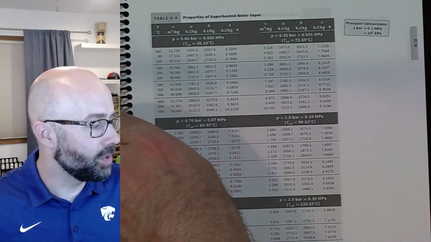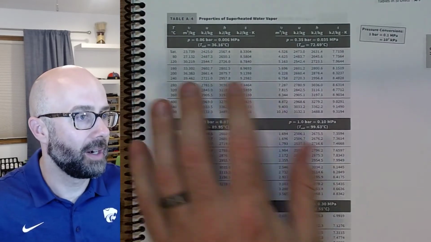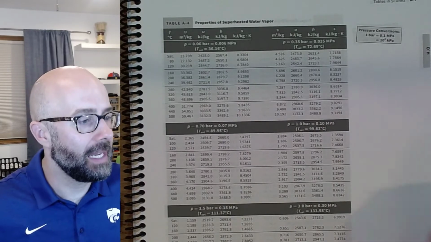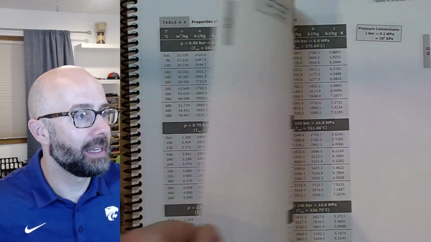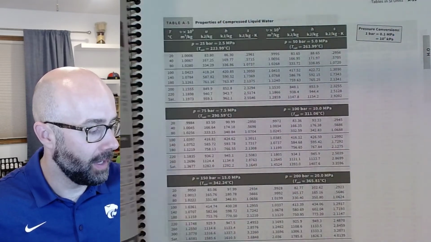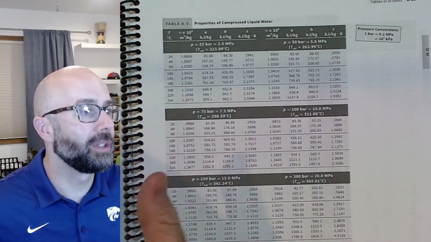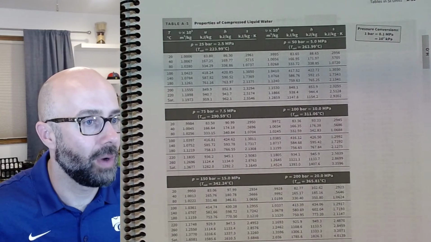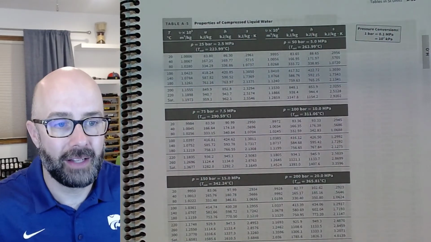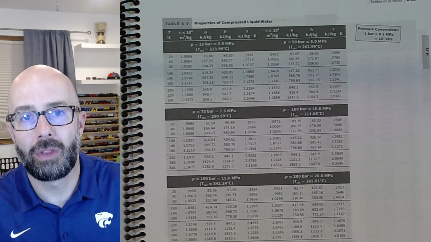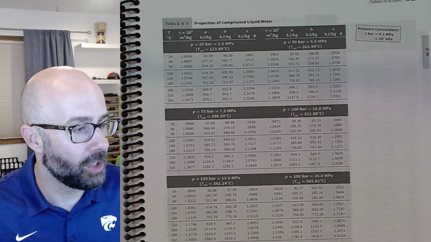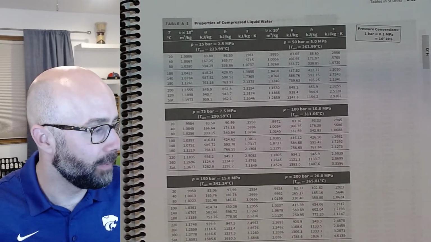Then the next page goes to our superheated water vapor. What happens if we go past the vapor and heat it more? We're going to have superheated water vapor, and we have a number of those tables. And then table A5 is going to be compressed liquid water. What happens if we're below that saturation line? Below that saturation line, we're going to use the compressed liquid water tables. Every one of the substances I talked about, propane, ammonia, R134A, R22, has these tables in the appendices. We're just going to have to know where they are and how to use them.